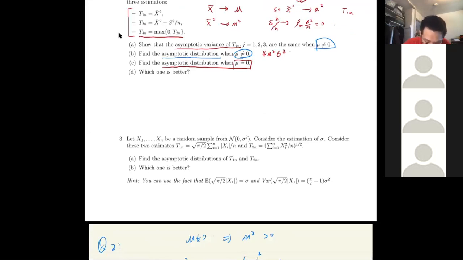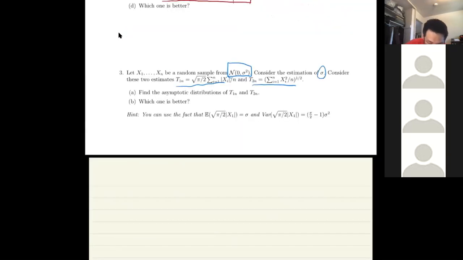Okay, we have a normal distribution. That's nice. And we have these two estimators. And this is the estimator for sigma, instead of sigma squared. And we want to find the asymptotic distribution.